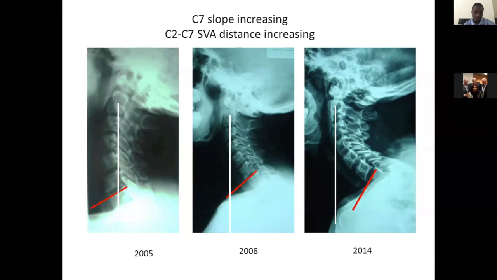You can see a progression, progressively increasing 2005 to 2014 from left to right. You can see the progression of the sagittal malalignment and the translation forwards and the increasing distance of the SVA to the C7 posterior corner, and also an increase in the C7 and therefore the T1 slope as well.